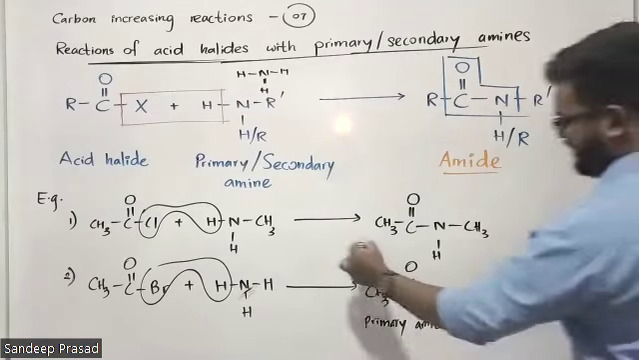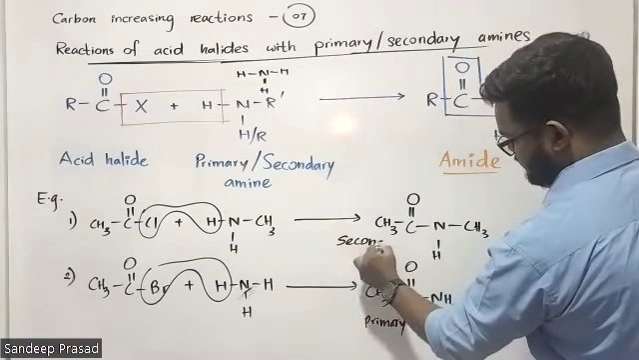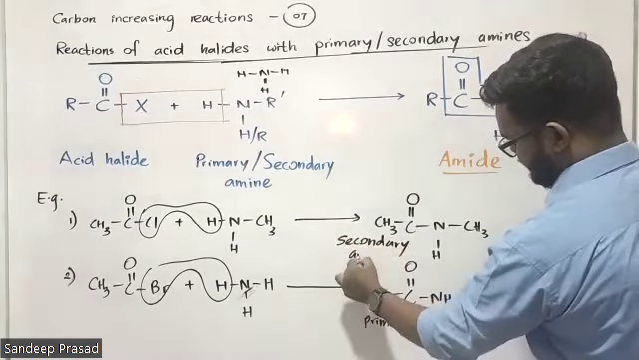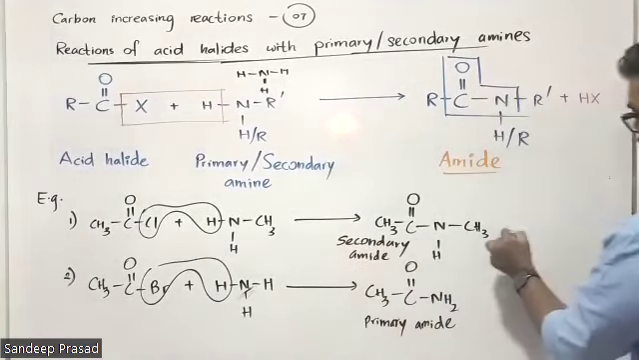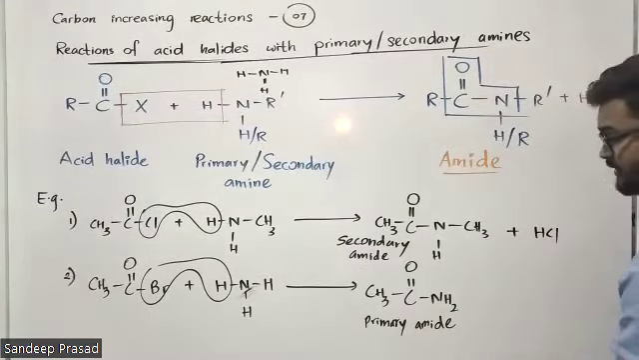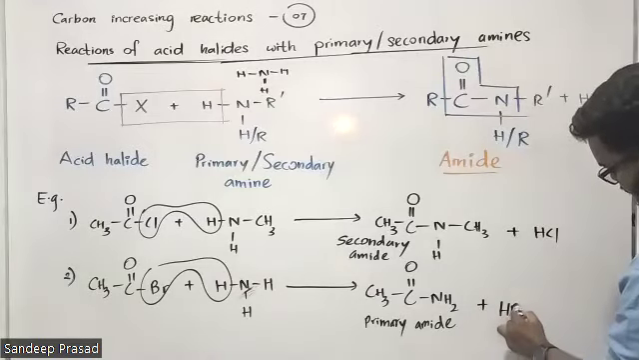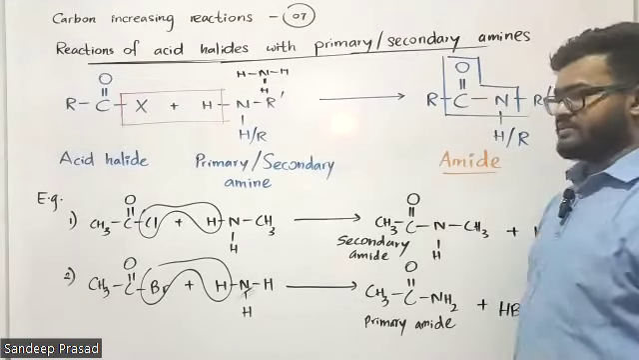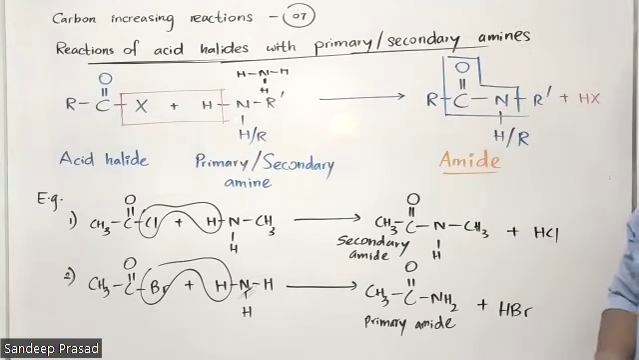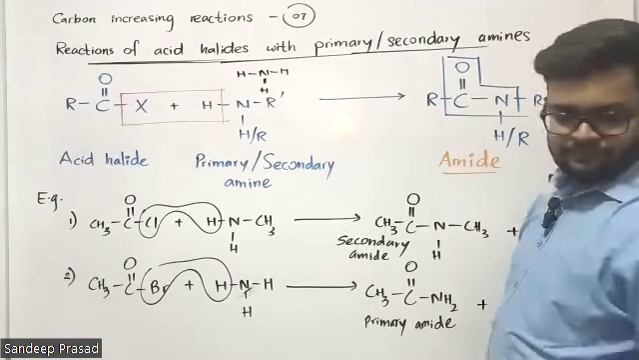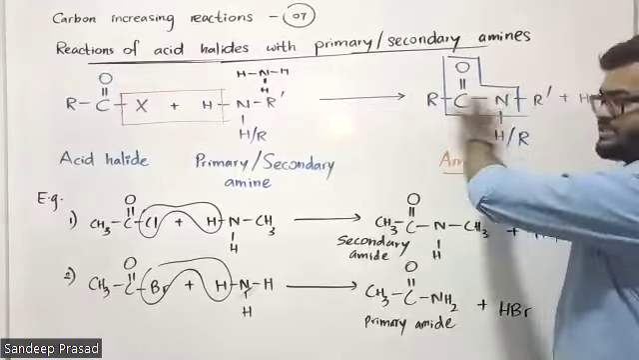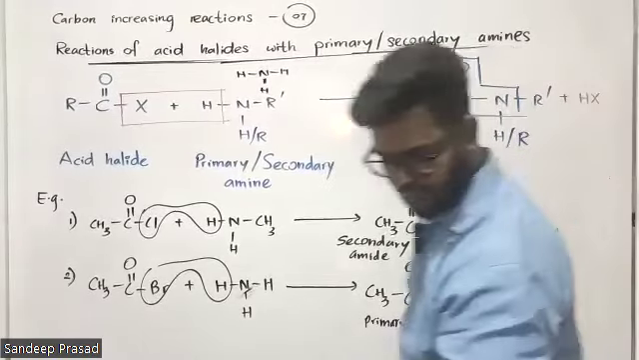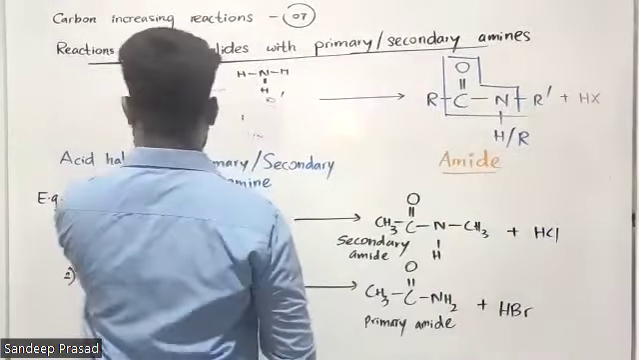So this is a secondary amide. So HCl is a byproduct. HBr is a byproduct. Got it? Quickly copy down these things. Very easy. Shall I erase this part? I'm going to erase this one. Quickly write down.